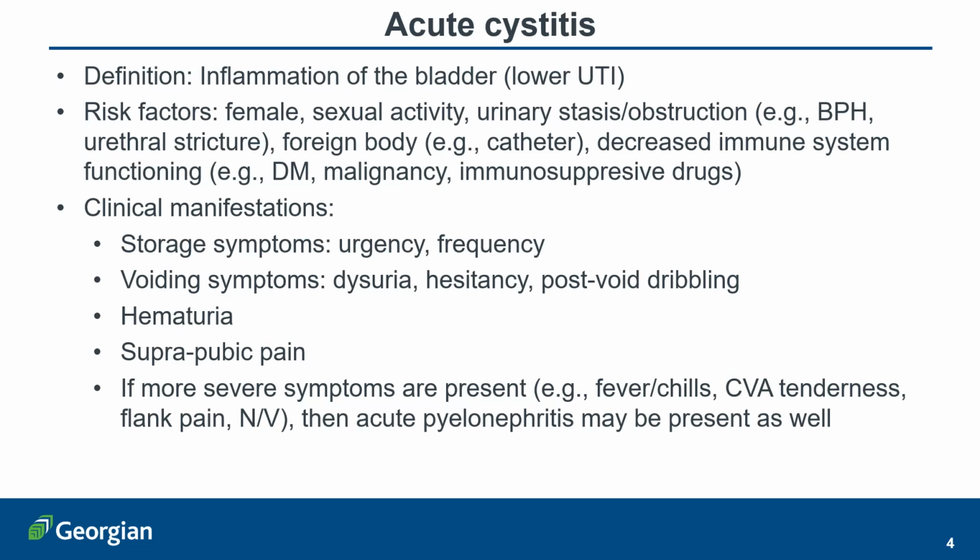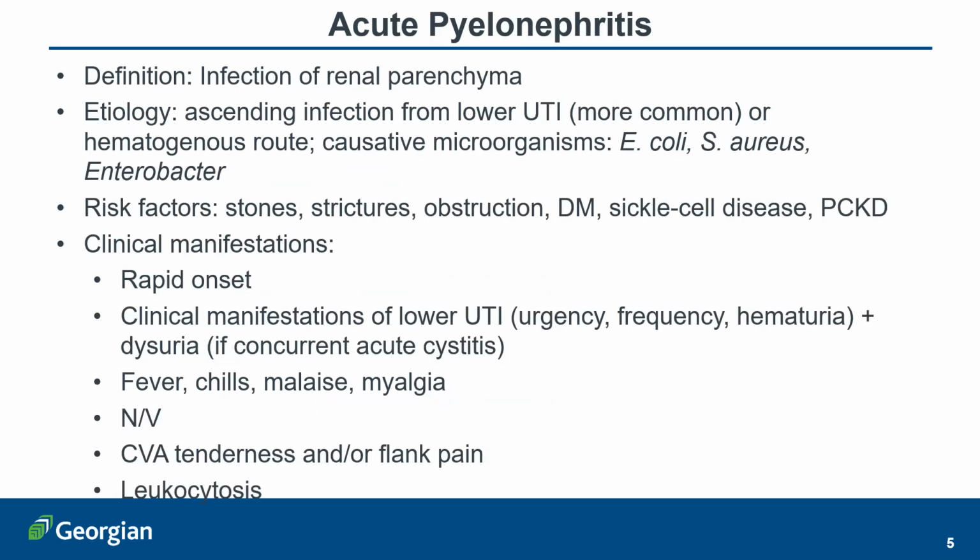or less commonly through the route of blood, the hematogenous route. In terms of the causative microorganisms, it's usually E. coli or Staphylococcus aureus or some form of Enterobacter. The risk factors for acute pyelonephritis include nephrolithiasis and urolithiasis, various strictures and obstruction, and diseases that affect immune system functioning like diabetes mellitus, sickle cell disease, and polycystic kidney disease, which damages the kidney itself.